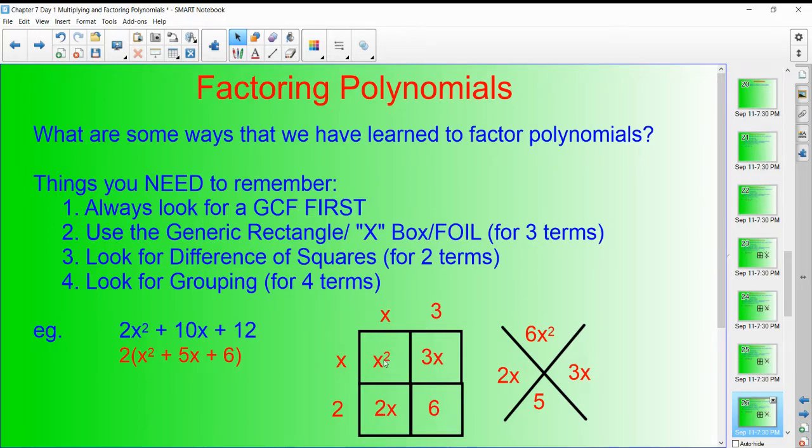Now, another way I like to look at it is kind of like a puzzle. I found that x times x is x squared. x times 2 is 2x. 2 times 3 is 6. And as long as all the multiplication checks out, I have my two factors. So I pull the GCF of 2 out, and then I have x plus 3 and x plus 2. And now I have a fully factored quadratic. We're going to learn in future lessons some of the things we can do with this quadratic once it's in factored form. So that's just the traditional three-term polynomial that we factor.